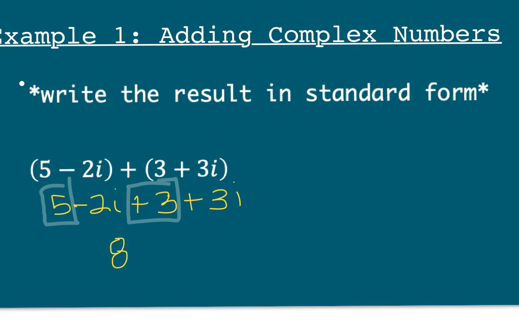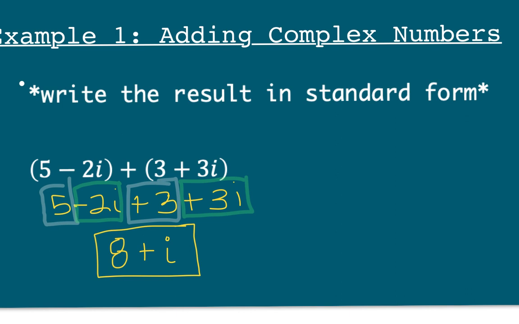Next, I'm going to find my imaginary parts. So I have a negative 2i and I have a positive 3i. If I combine those, I end up with a positive 1i. So I'm going to add that into my complex number result. Now I don't need to write the 1, so I'm just going to write i. So that's my final answer in standard form. I would not write i plus 8 because that would not be in standard form.